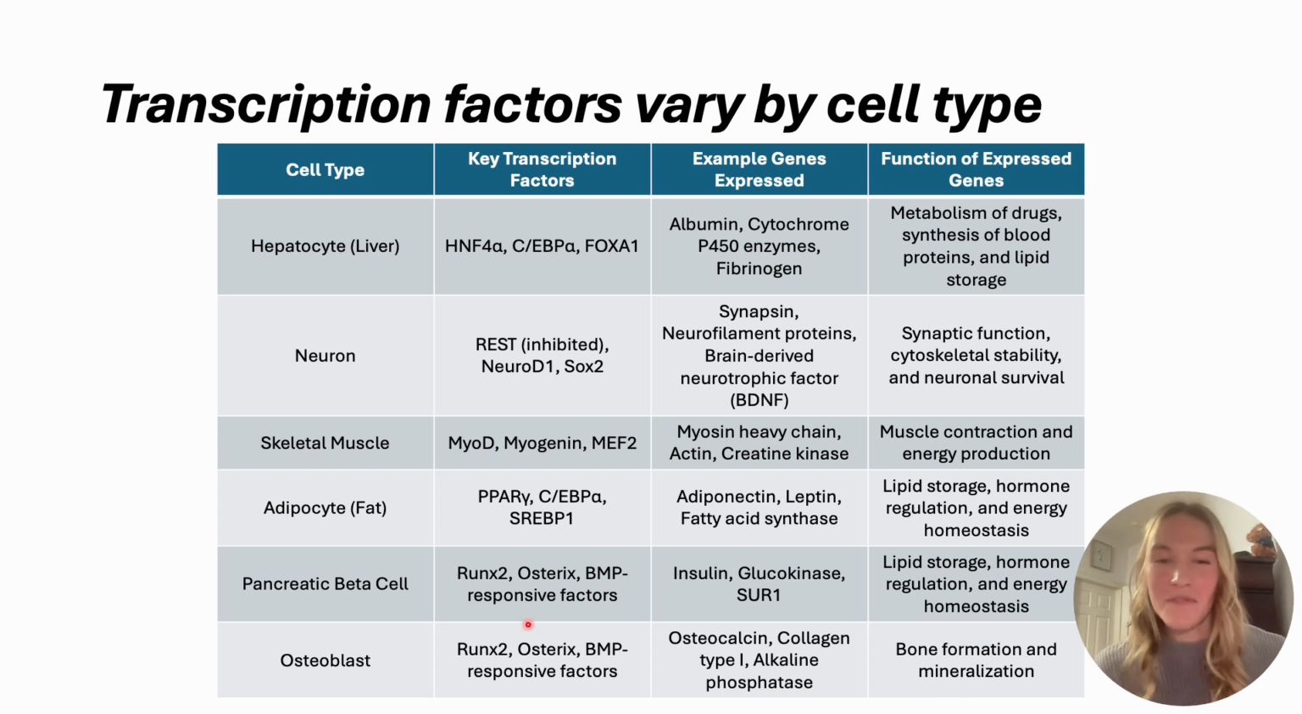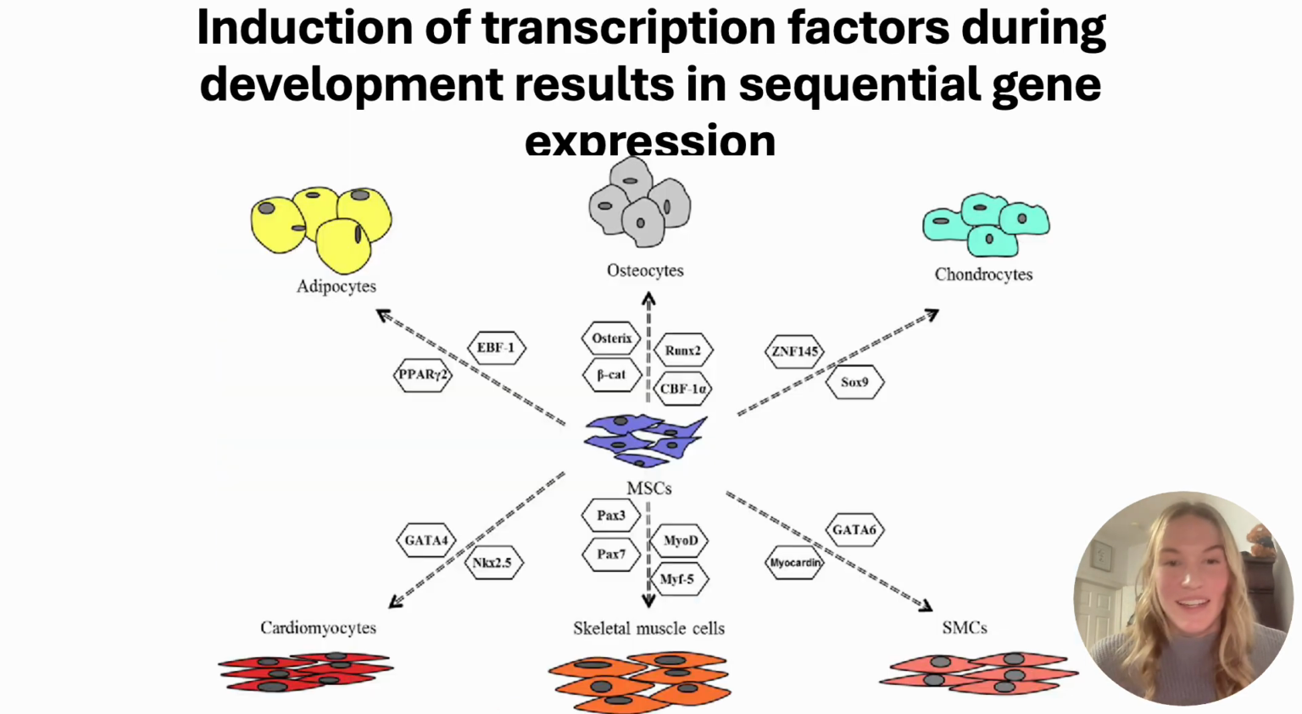So without these transcription factors, every cell has the same DNA, but how does it know which genes to express? Well, it's the availability of certain transcription factors that are going to tell the cell to be that cell. And this is super important in development. So the induction of transcription factors during development is going to result in sequential gene expression. I really like this image. That's why I printed it out for you and I'm giving it to you in class. But it's really important to understand that these transcription factors are not only important in maintaining that cell type, but it also is important in differentiation and development.